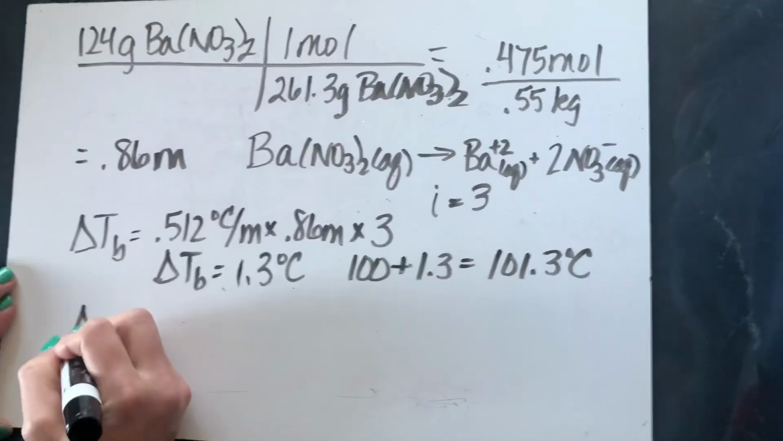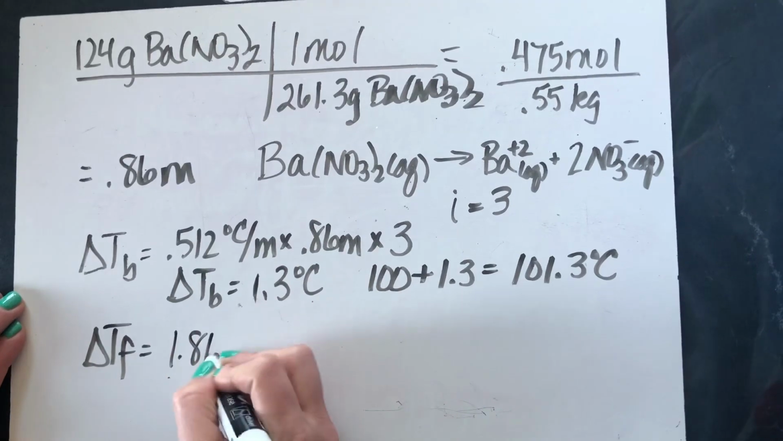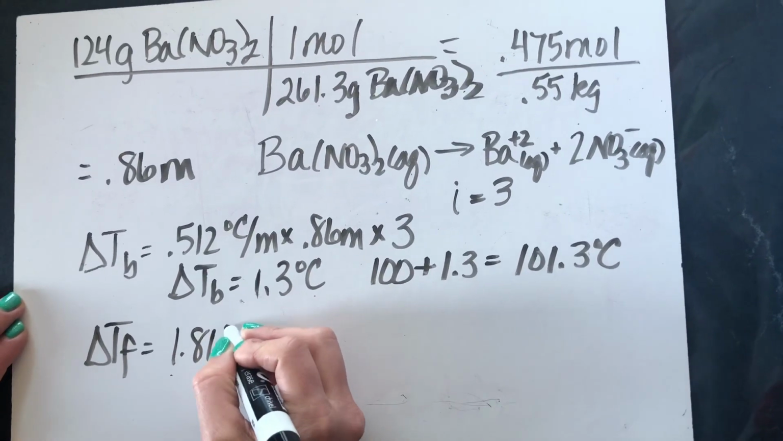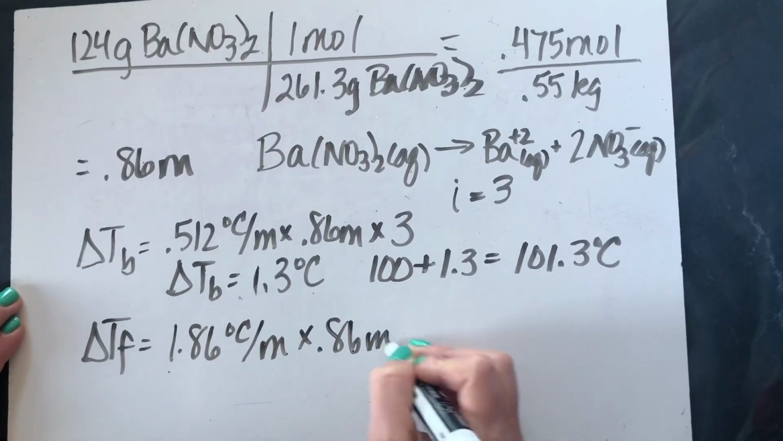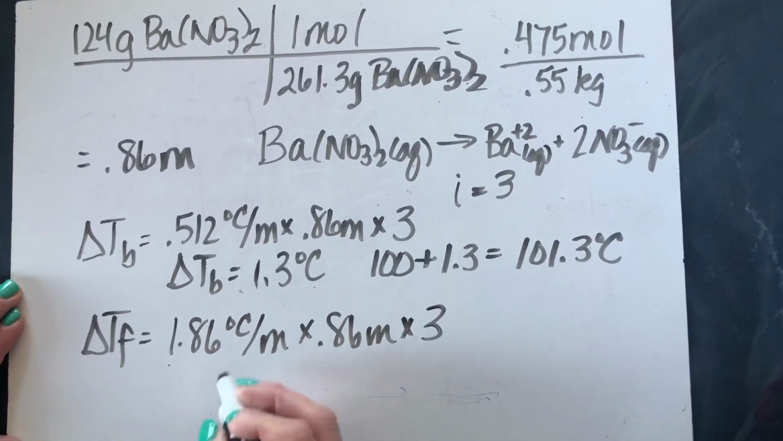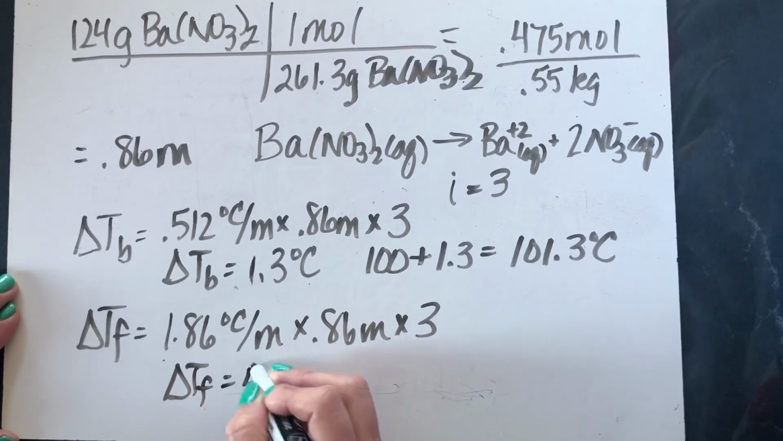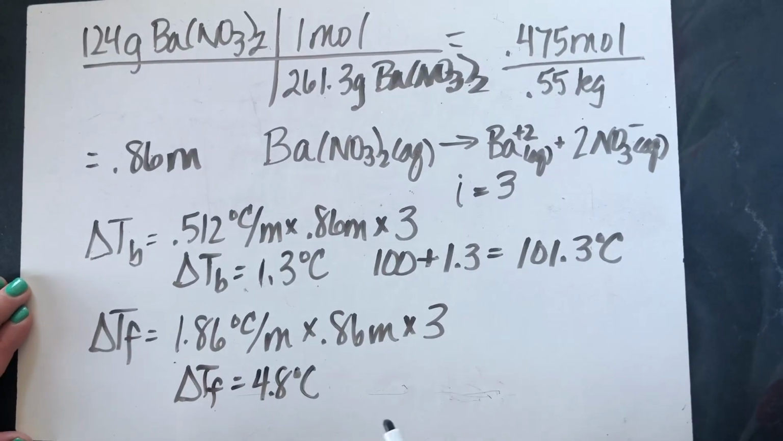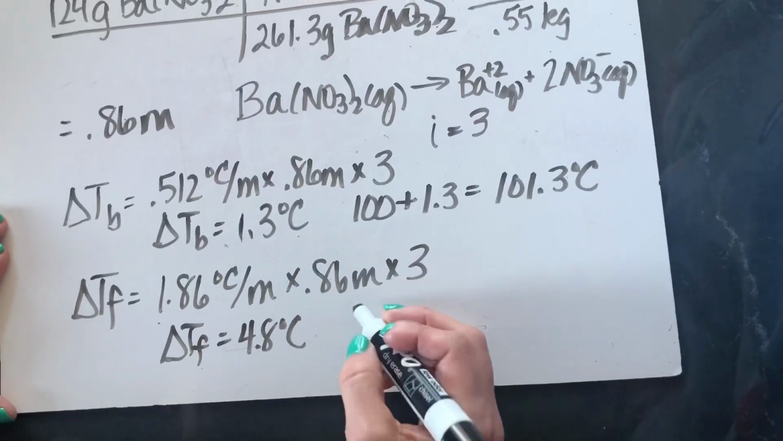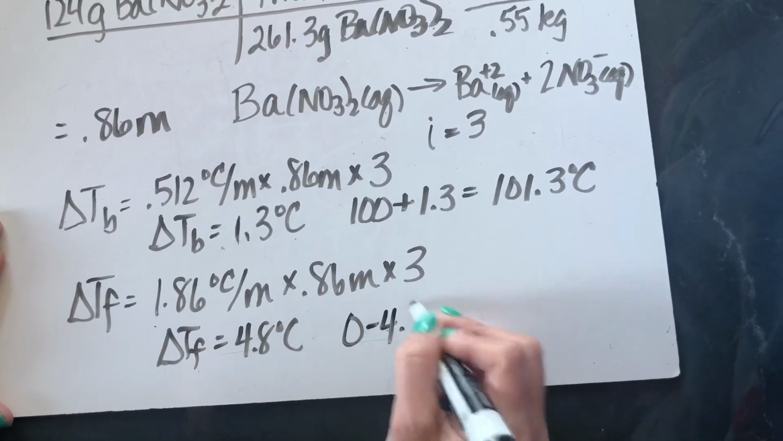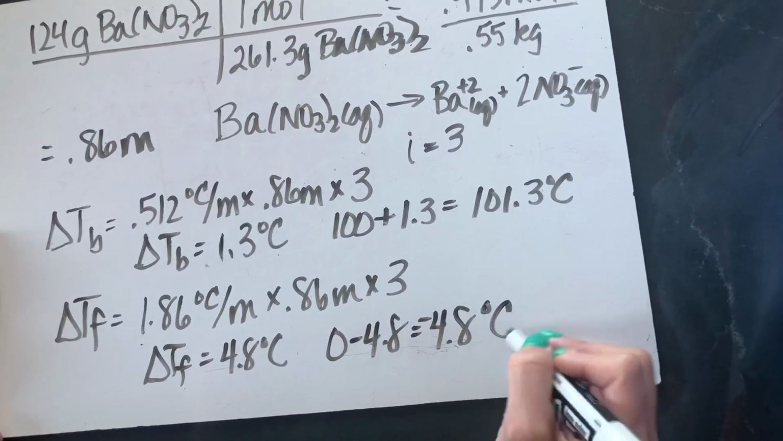Now for freezing, we're going to use the same equation, but our freezing point constant, 1.86 degrees Celsius per molal, times 0.86 molality times our i value of 3. Our change in freezing comes out to be 4.8 degrees Celsius. Since our freezing point of water is originally 0, it's going to be 0 minus 4.8, which comes out to be negative 4.8 degrees Celsius.